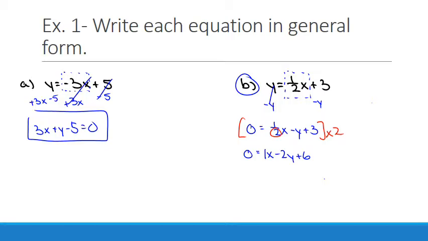Now, the x is positive. Everything's on the same side. It's kind of in reverse order, so we can simply flip-flop and write everything over on the left side as well. And there we go.